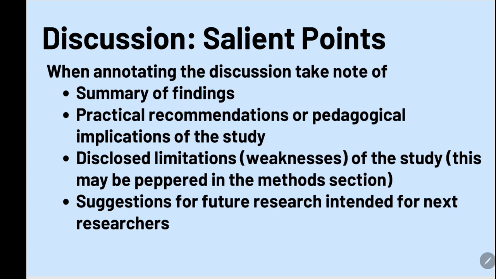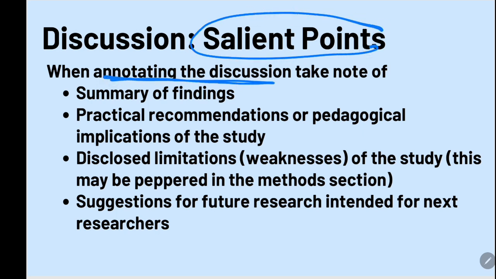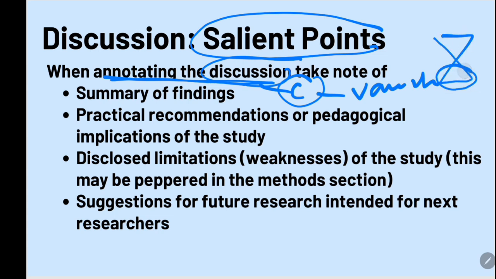So we've taken note of so many things to consider for the discussion. But here are some salient points we will be annotating for the discussion part. Whether it's referred to as a discussion or conclusion or pedagogical implications and conclusion, as mentioned in the earlier variations that we have, okay? Here are the major things you need to look for in the last part of the IMRAD hourglass model. So, summary of findings, practical recommendations, disclosed limitations, and suggestions for future research.